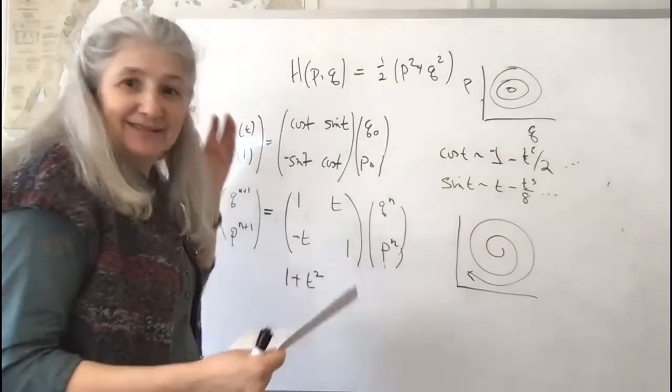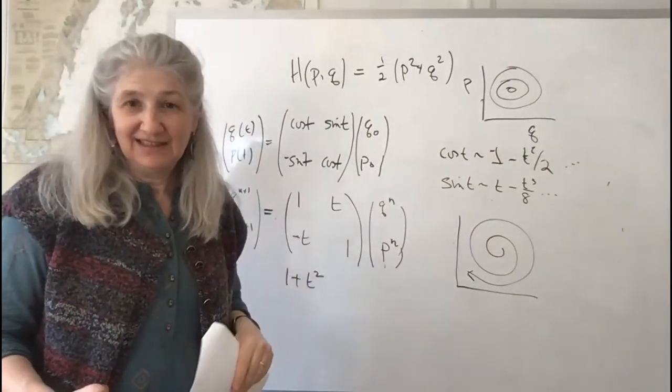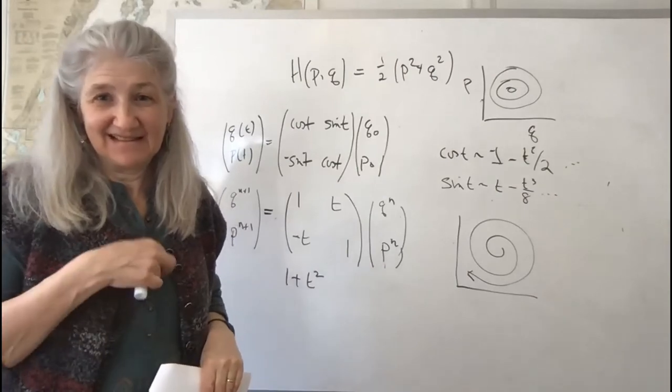Sorry, I have a quick question. Does that change as you take higher order approximations for cosine and sine?